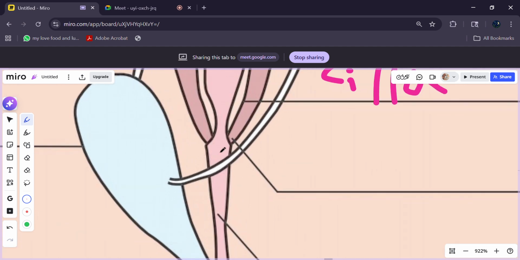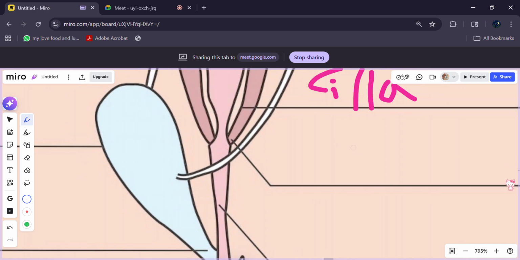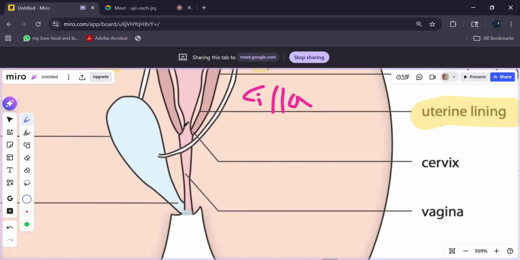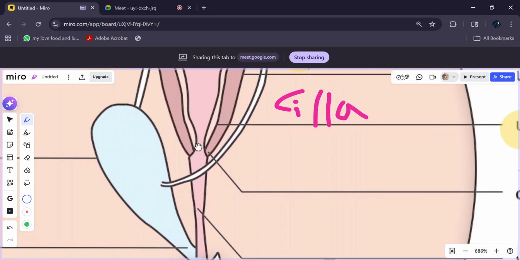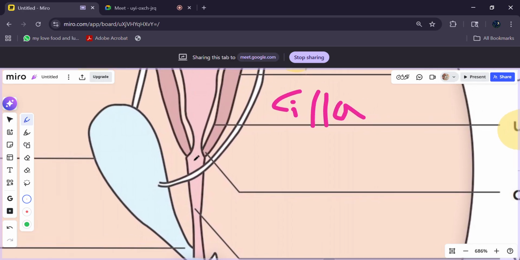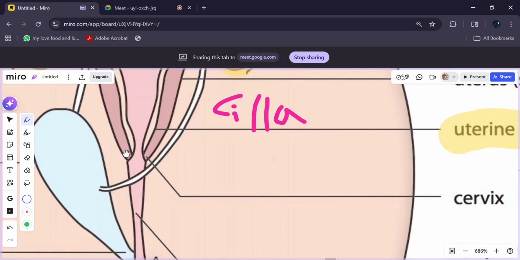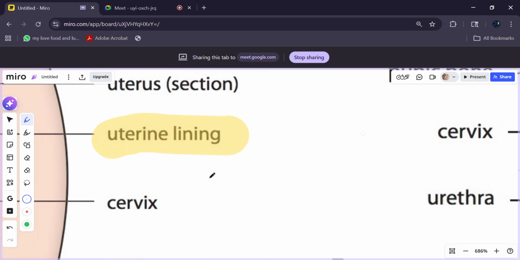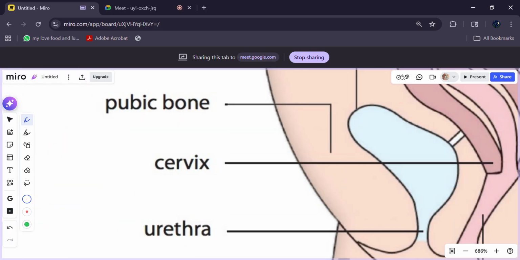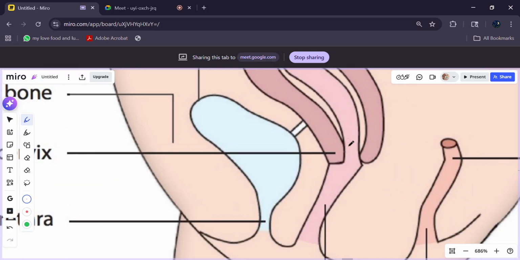The opening of the cervix allows menstrual blood to flow out into the vagina during menstruation. So during menstruation, which is after one has hit puberty, the cervix opens up the uterus to allow menstrual blood to flow out through the vagina. So it opens and closes. It's what allows the menstrual blood to flow out through the vagina during menstruation.